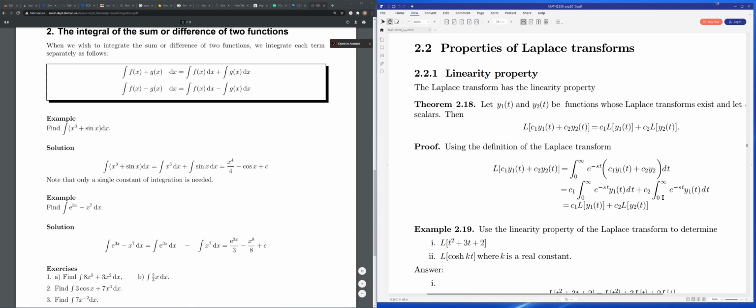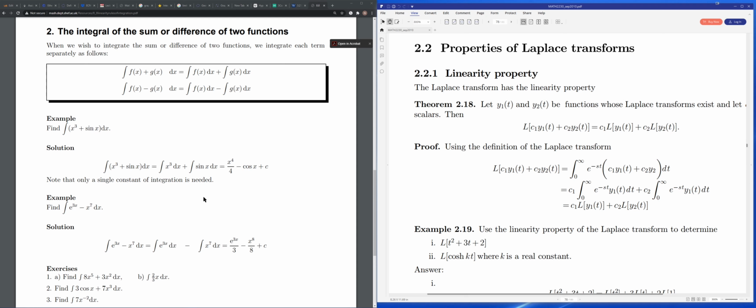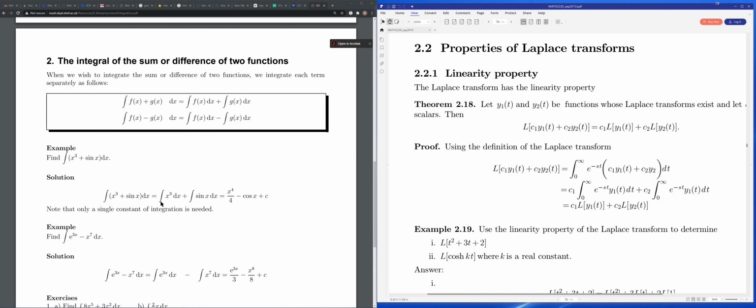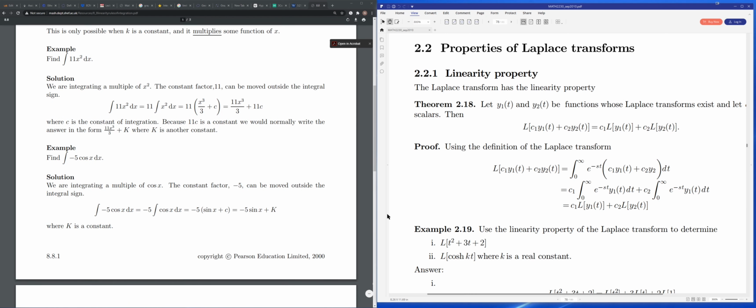So likewise, even if it's an improper integral, if I have a sum inside my improper integral, I can break up that sum over here, right? And this here is the Laplace transform of the first function y1 of t, and this here is the Laplace transform of y2 of t. So really, this linearity property is coming from the fact that integration has the linearity property, that you can break up sums and that you can pull constants outside.